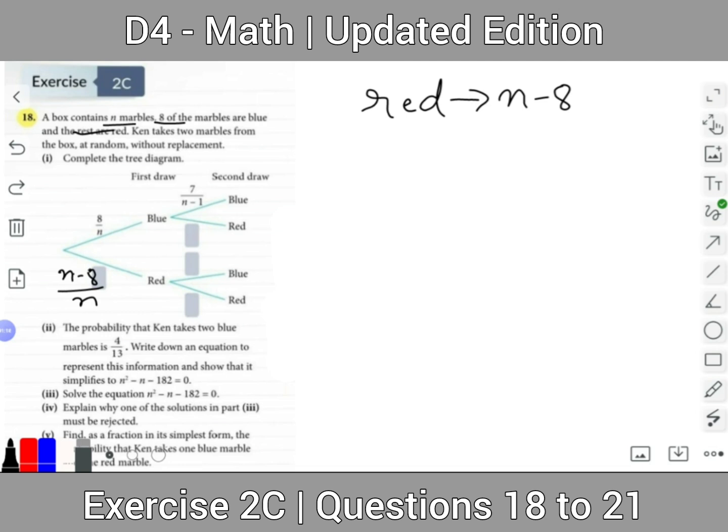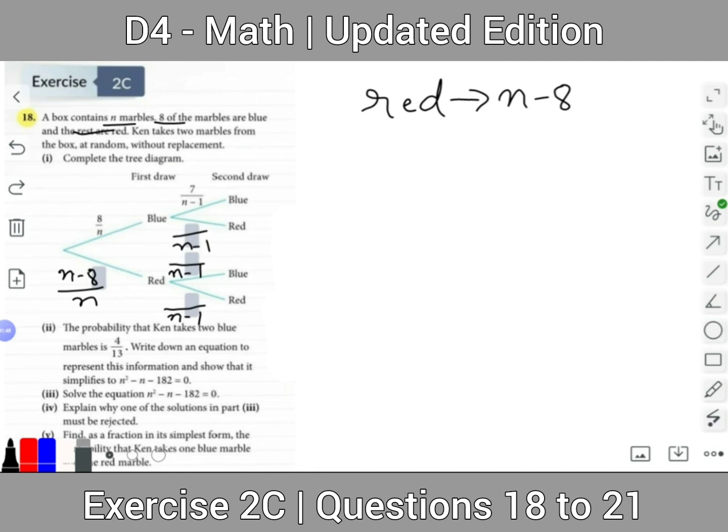Now for the second row, the denominator becomes n minus 1, since we have already drawn one marble in the first row. So one marble is decreased due to drawing one marble in the first row.